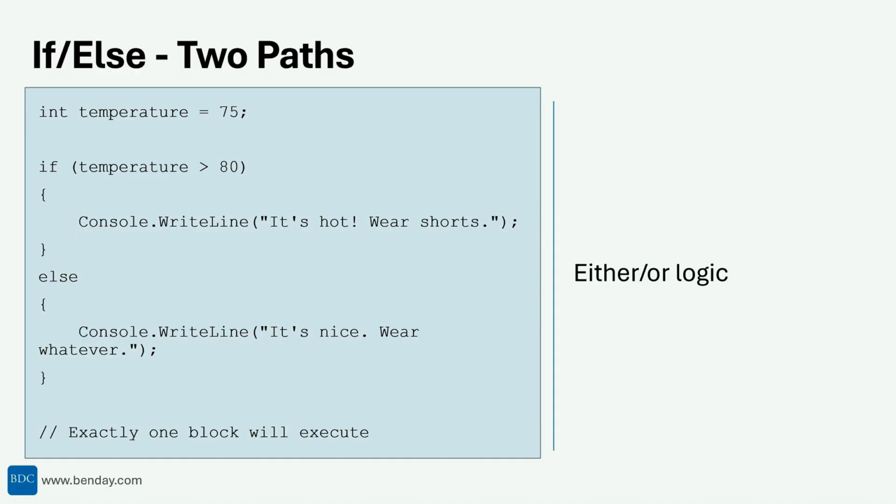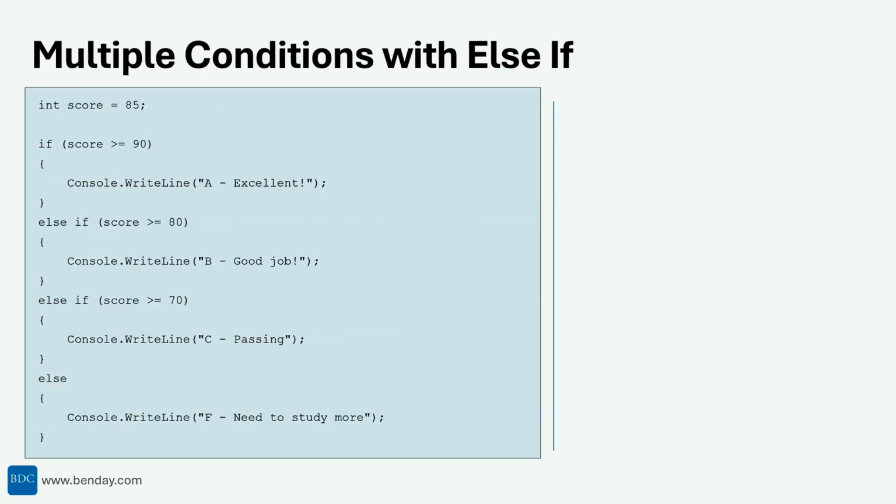With else, you're saying if this is true, do this, otherwise do that. Exactly one of these blocks will run. Never both, never neither. Else if lets you check multiple conditions in order, it stops at the first true condition. Order matters here, and put most specific conditions first.